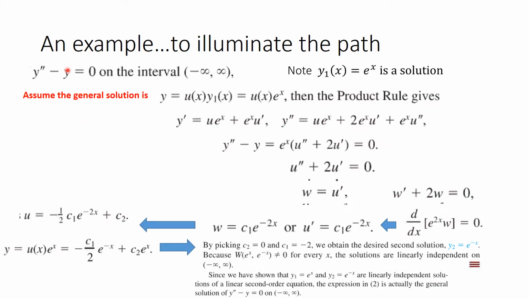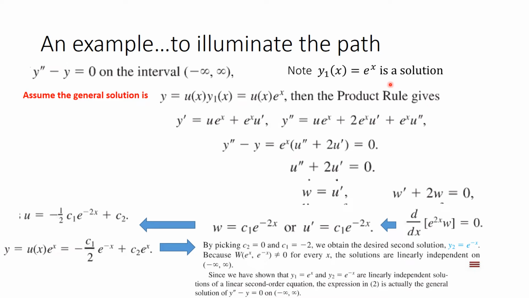Let's look at an example, and this example is intended to illuminate the path we're going to go on. So let's start with a simple differential equation, y double prime minus y is equal to 0 on the interval from minus infinity to infinity. Now, note that y1 of x equals e to the x is a solution, because every time you take the derivative of e to the x, you get e to the x, so two derivatives would give you e to the x minus e to the x is equal to 0.